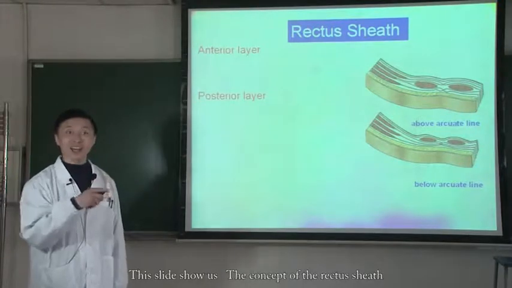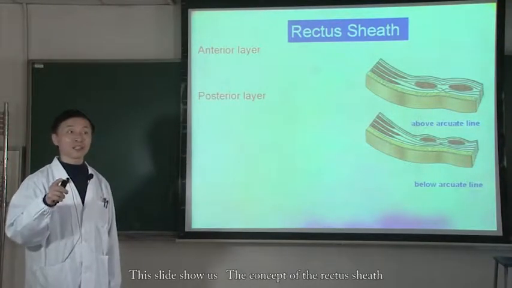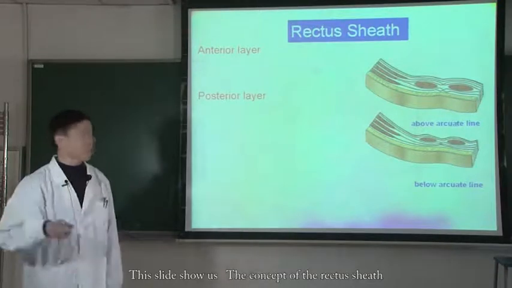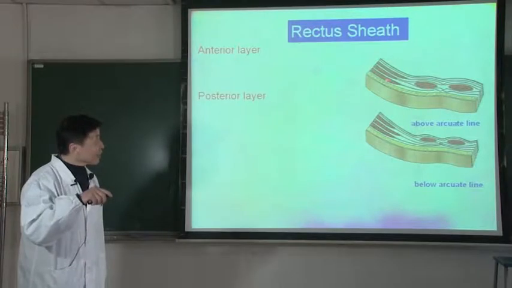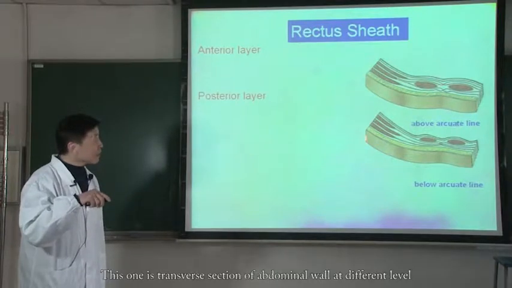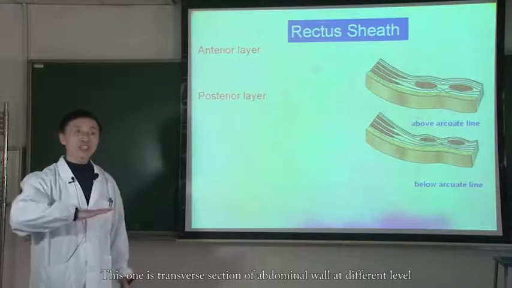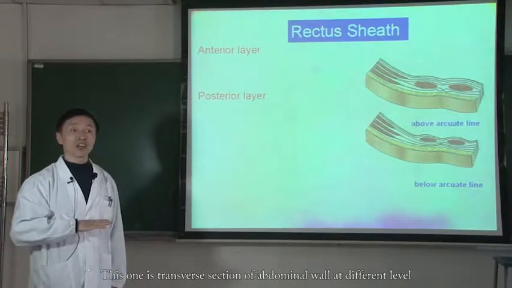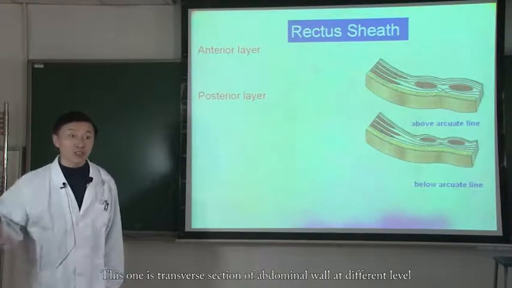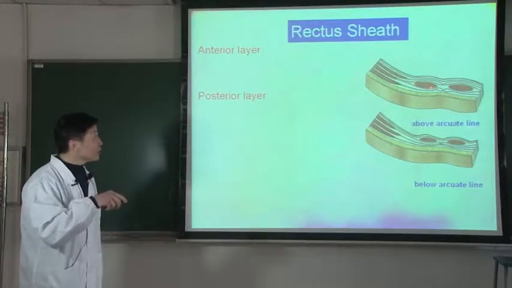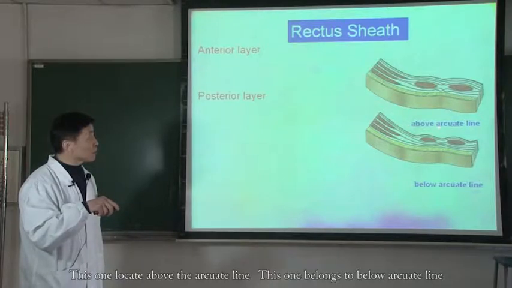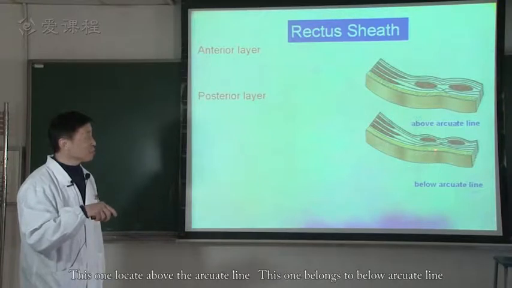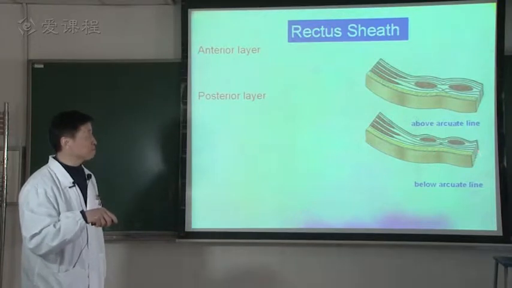This slide shows us the concept of the rectus sheath. This one and this one are transverse sections of the abdominal wall at different levels. This one is located above the arcuate line. This one belongs to below the arcuate line.